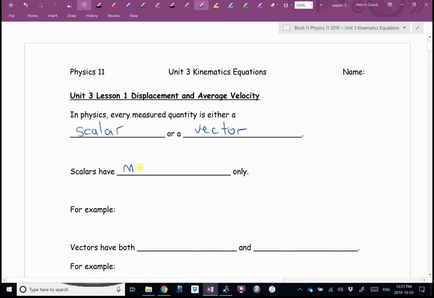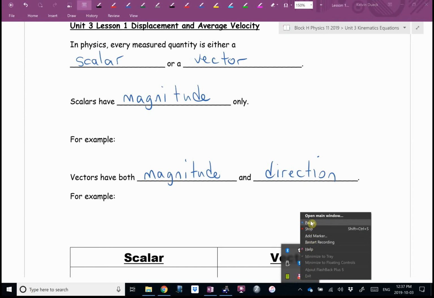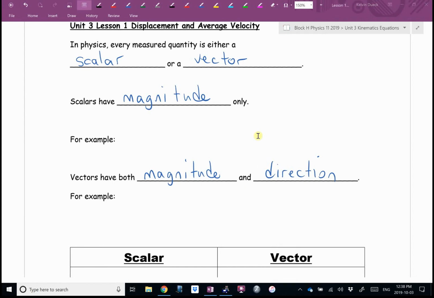Scalars have magnitude only. Magnitude is a fancy word for size. I'm going to give you some examples in a second, but I'm also going to tell you what a vector is. Vectors have both magnitude and direction. Scalars have magnitude only. They have no direction, much like your futures. So let's look at some examples here.